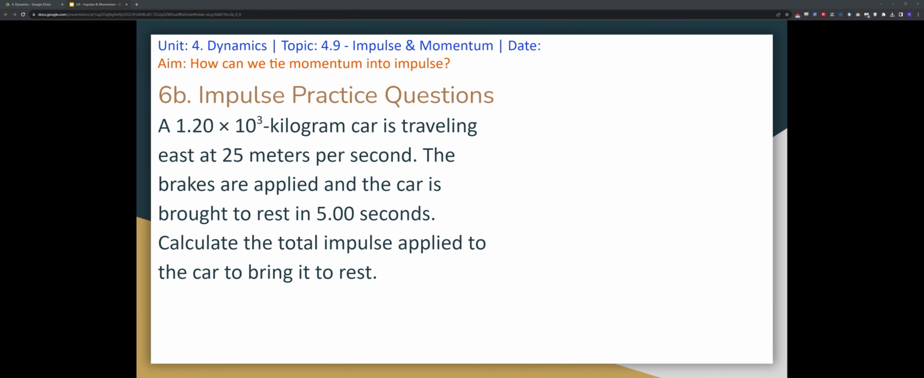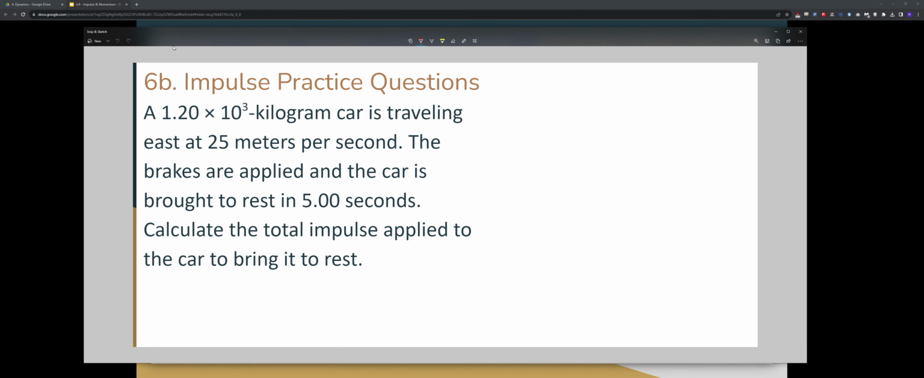Again, feel free to pause the video. I'm just going to go ahead and answer this. So you have this mass, I'm just going to literally write m here. M traveling, this is your initial velocity. Brakes applied, brought to rest. So this is your final velocity is 0. And this is your time. And they want to know what was your total impulse J, right? So you're solving for J essentially.